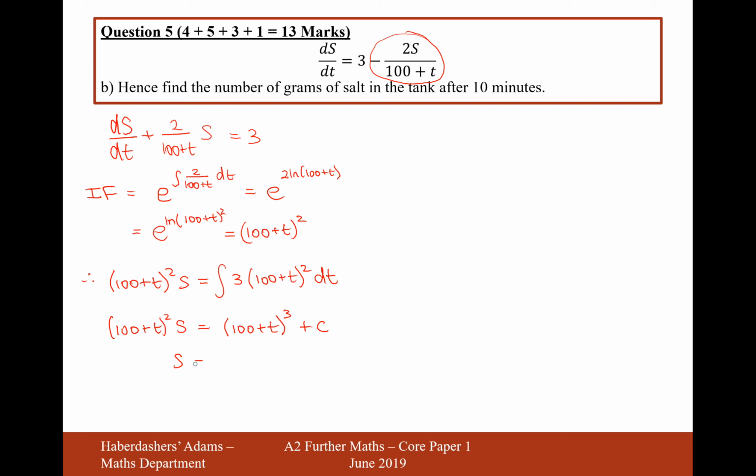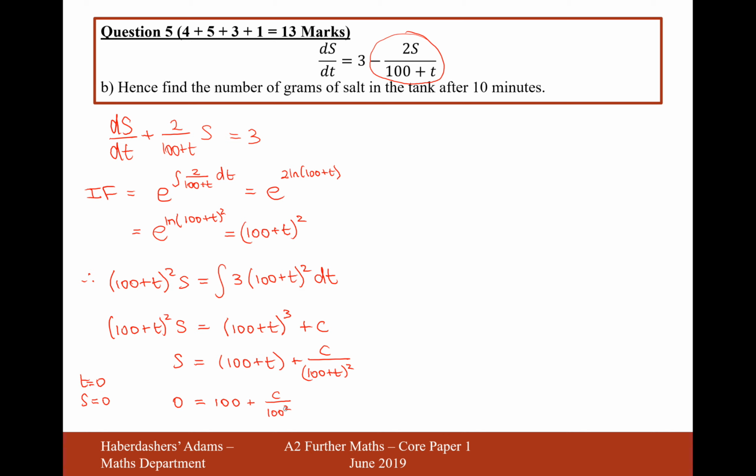Let's now divide through by (100 + t)^2, and we're going to get s = ((100 + t)^3 + c) over (100 + t)^2. Let's now plug in. Initially, remember that the water was fresh, so therefore when t equals 0, s equals 0. So it's going to be 0 equals (100 + 0)^3 + c over 100 squared.